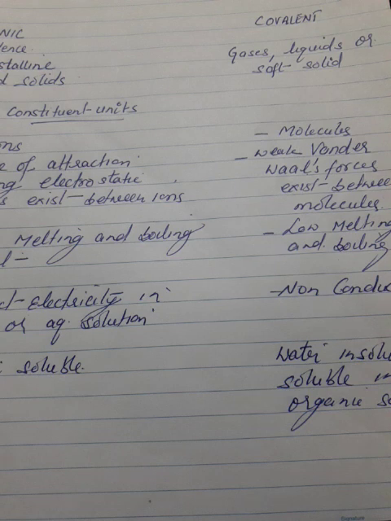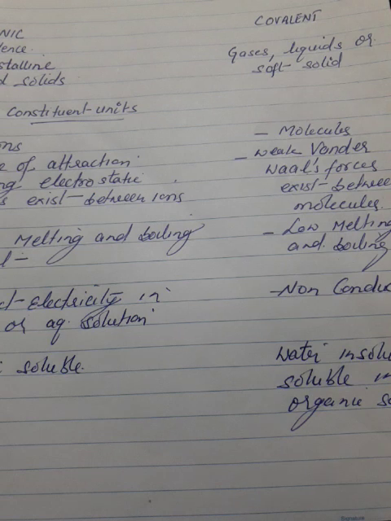Then ionic compounds are good conductors of electricity in aqueous or molten state, not in solid state, because in the solid state ions are not free. They are held together with very strong electrostatic forces, and covalent compounds will not conduct electricity in any state. Only polar covalent compounds, when dissolved in water, will conduct electricity. One thing more about polar covalent compounds: they dissolve in both water as well as organic solvents.